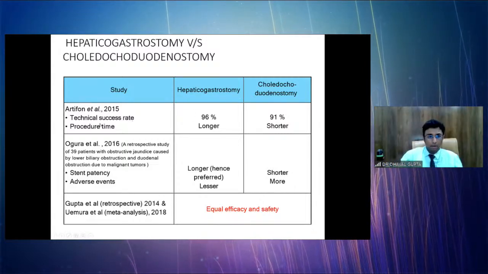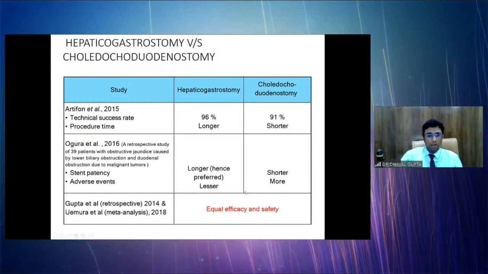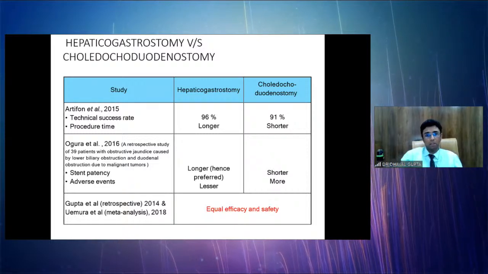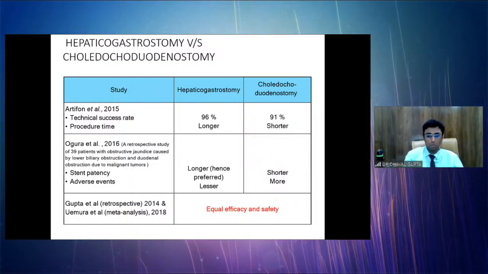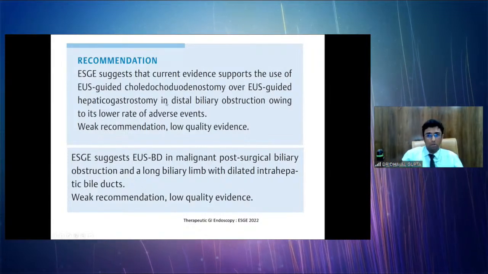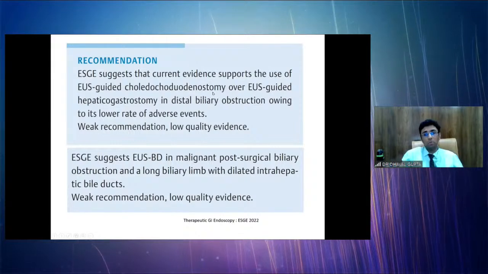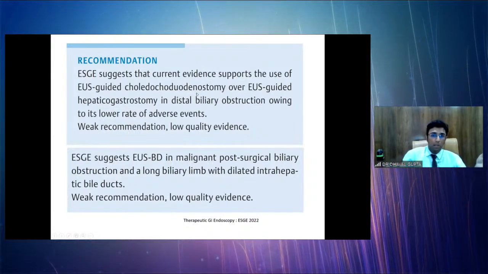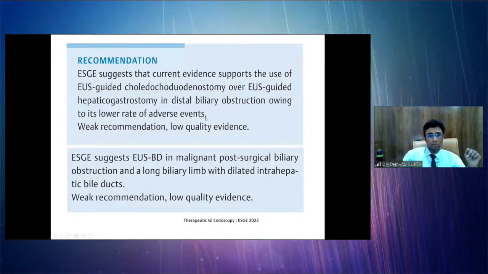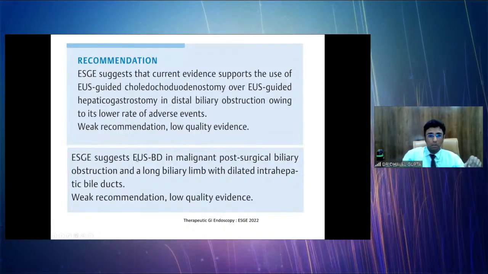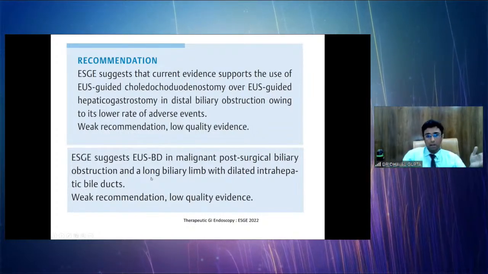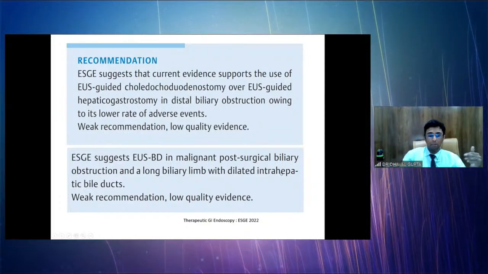Technical success ratio in many studies has been almost similar, and many studies and meta-analyses have shown equal efficacy and safety of hepatico-gastrostomy and choledochoduodenostomy. So ESGE recommends and supports the use of US-guided choledochoduodenostomy over US-guided hepatico-gastrostomy in distal biliary obstruction owing to its lower rates of adverse events. They also suggest US-guided biliary drainage in malignant post-surgical biliary obstruction and a long biliary limb with dilated intrahepatic bile ducts.